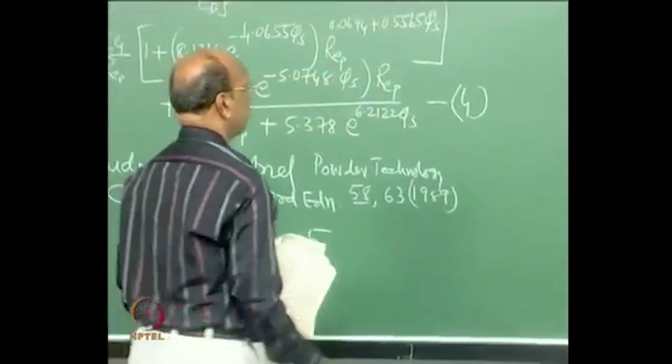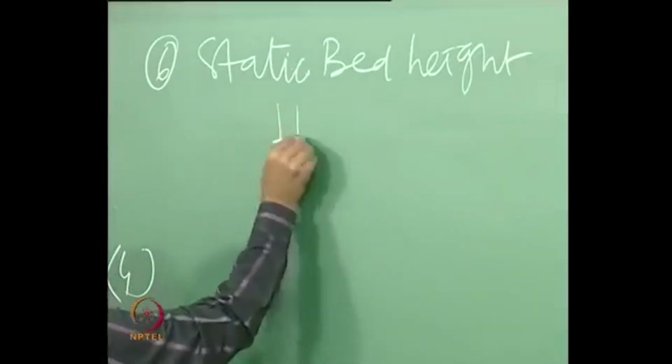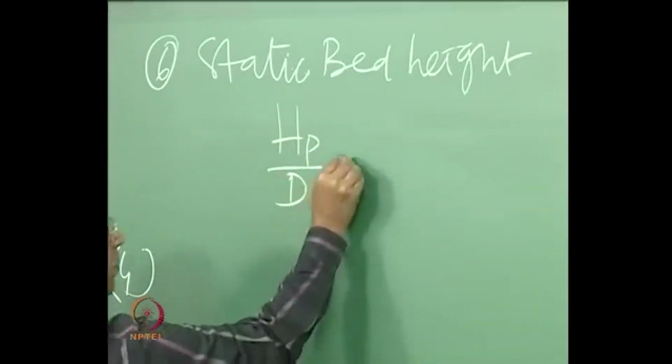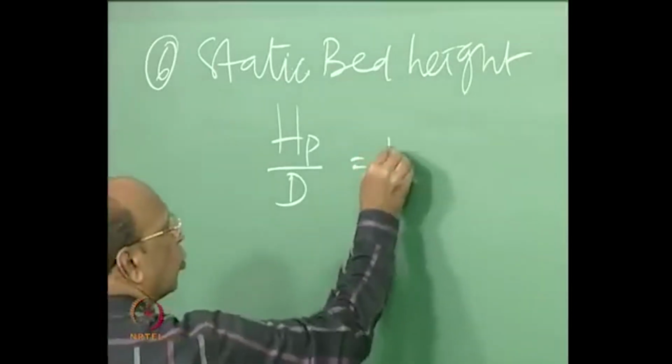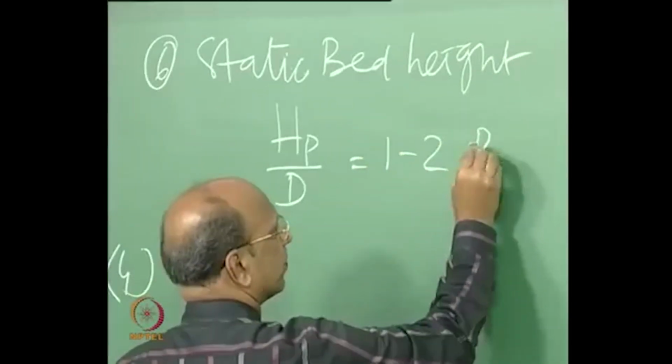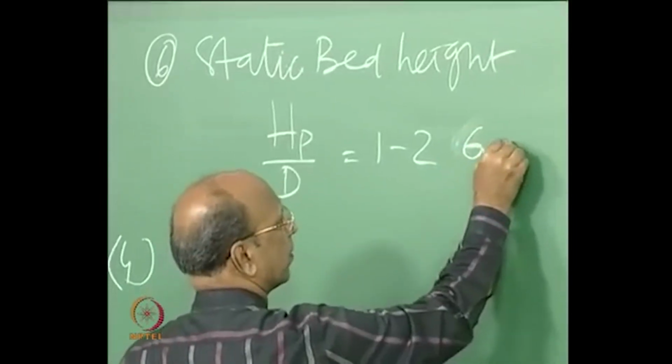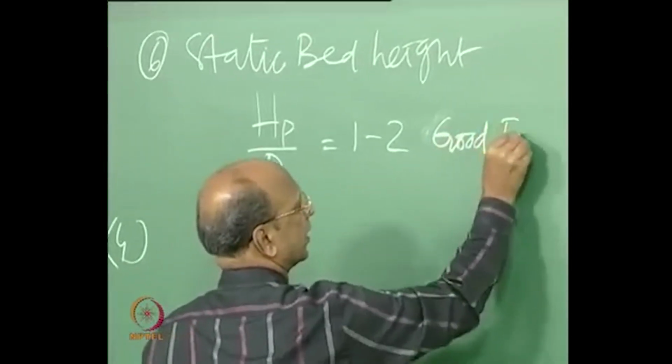Okay. So usually Hp by d, the static bed height ratio, is normally 1 to 2 for good fluidization. We do not say best, good fluidization.